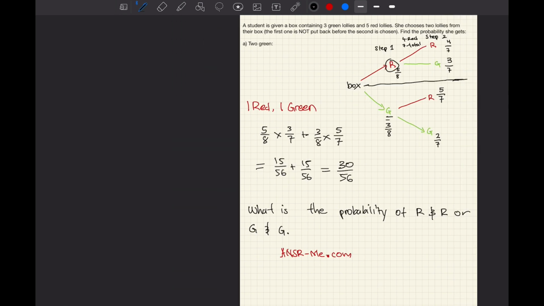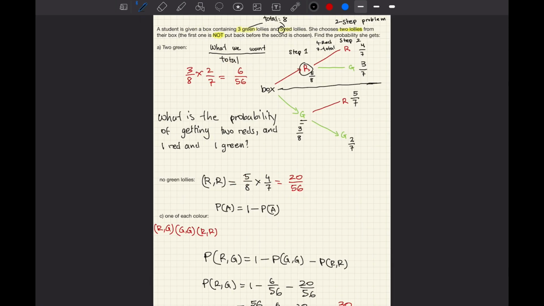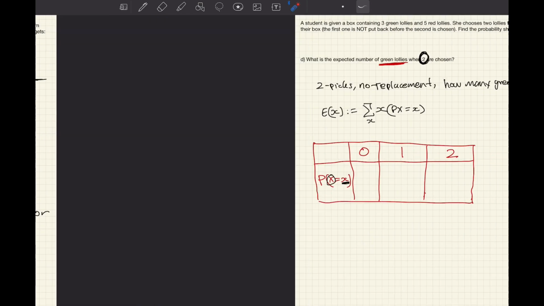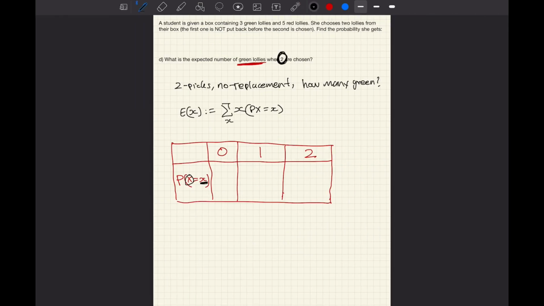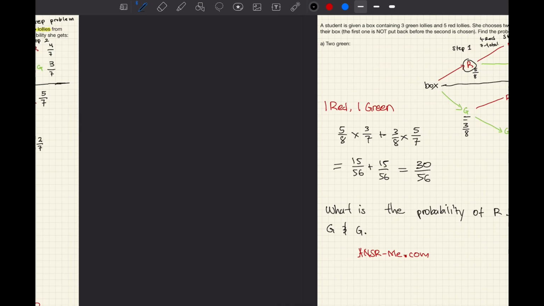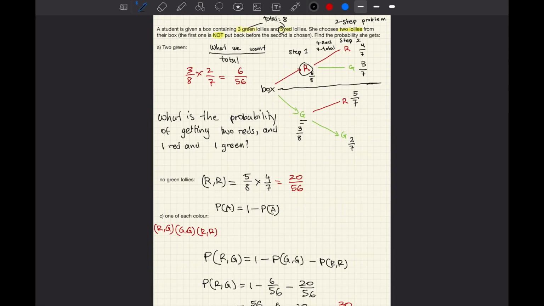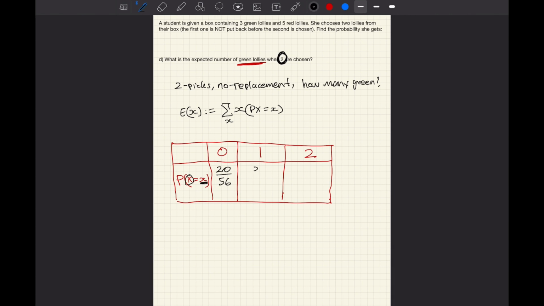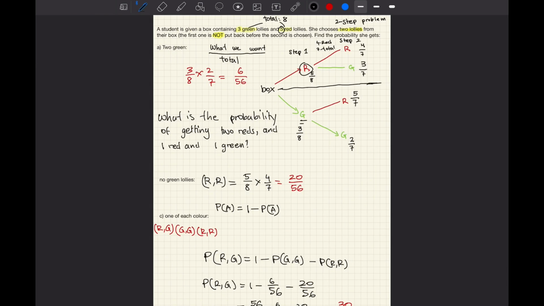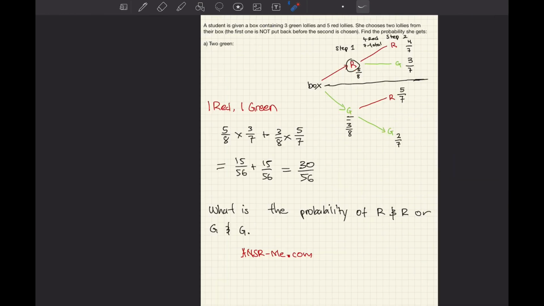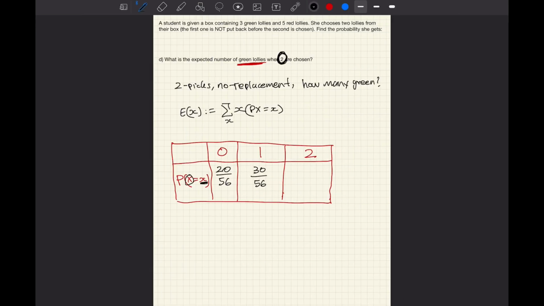So the probability of getting no greens, as we did before, was 20 on 56. The probability of getting 1 green was 30 on 56. And then the probability of getting 2 green was 6 on 56. There. So we put in our different probabilities.